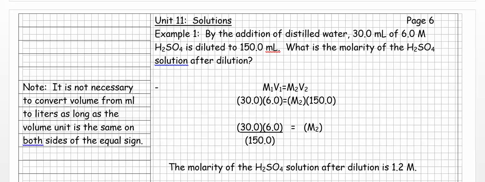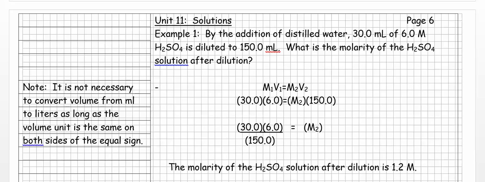So here we go. By the addition of distilled water, 30.0 milliliters of a 6.0 molar sulfuric acid solution is diluted to 150 milliliters. You went from 30 to 150 milliliters. What is the molarity of the H2SO4 solution after the dilution? Well, certainly we would expect a lower molarity since we are making it more dilute. So we're going to expect a number in our calculation to be less than 6.0.